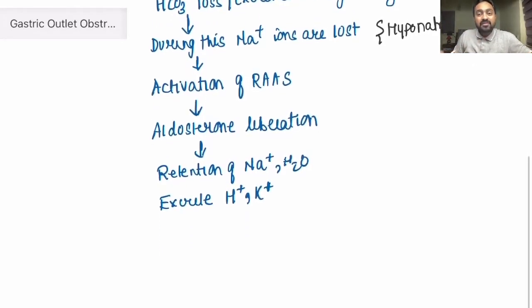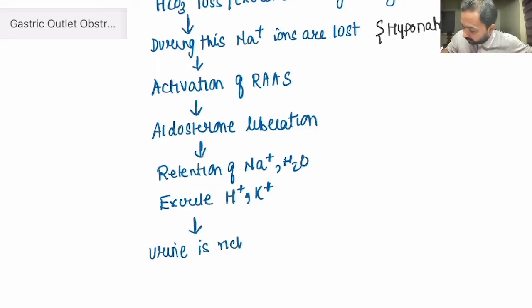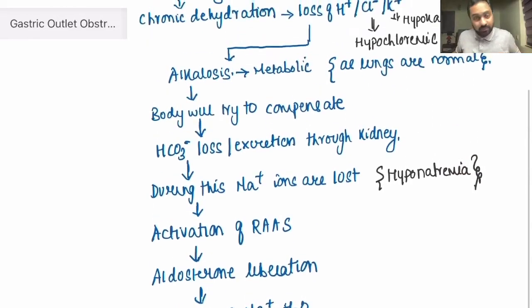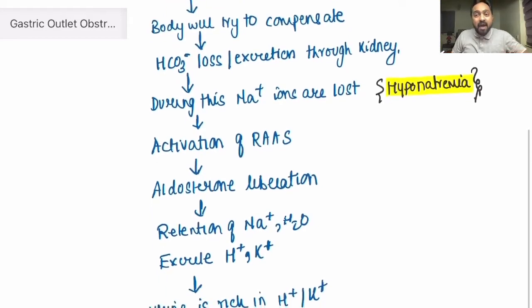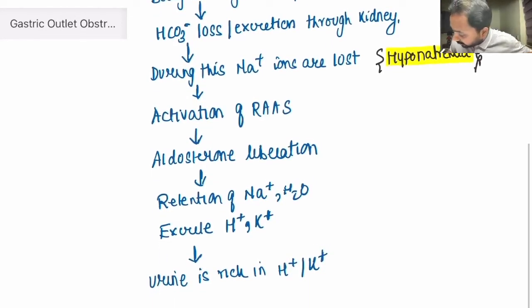Because of this excretion, the urine that is coming out is going to be rich in hydrogen ions and potassium ions. So, basically, it is leading to metabolic alkalosis, hypokalemia, hypochloremia, hyponatremia, and paradoxically, the urine is rich in potassium and hydrogen ion.